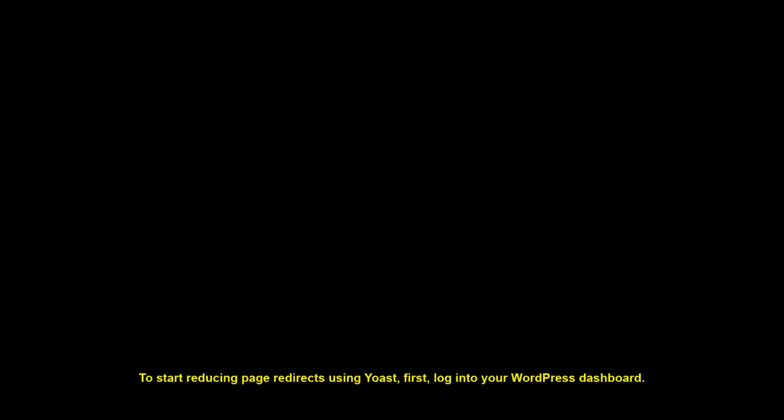To start reducing page redirects using Yoast, first, log into your WordPress dashboard. Navigate to the Yoast SEO plugin on the left-hand side. Click on Redirects from the Yoast SEO menu. If you haven't set up redirects yet, you'll see a prompt to do so.